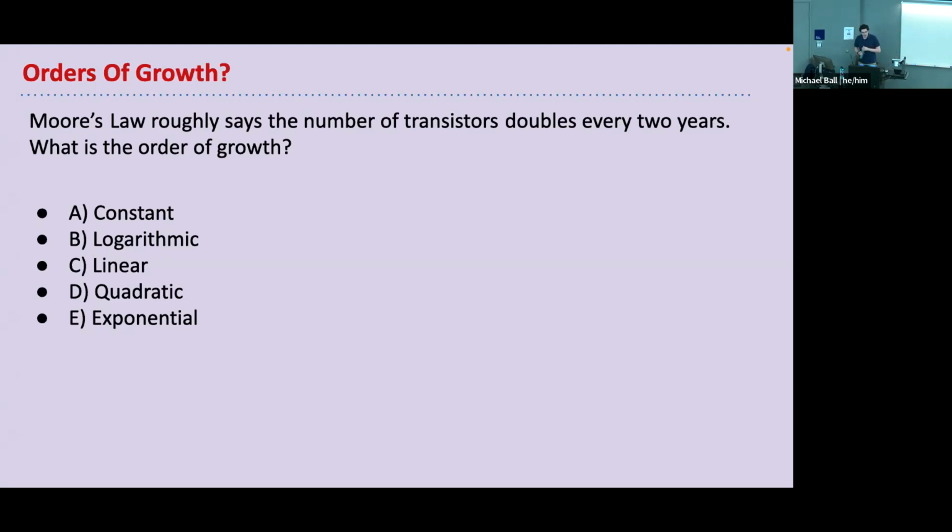So we've said that Moore's Law says the number of transistors doubles every 2 years. What kind of growth pattern is this? Is it constant, logarithmic, linear, quadratic, or exponential? So take about 30 seconds and I will pull folks in the room and on Zoom for the answer to this question.